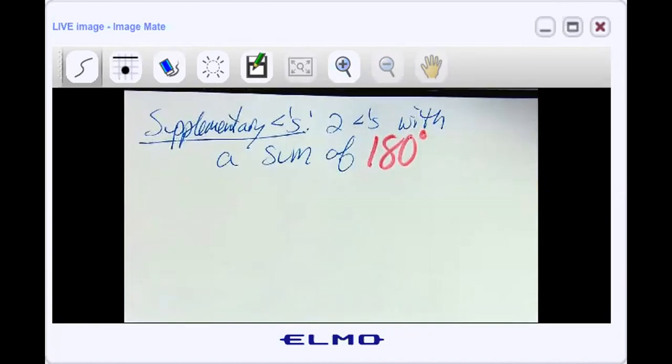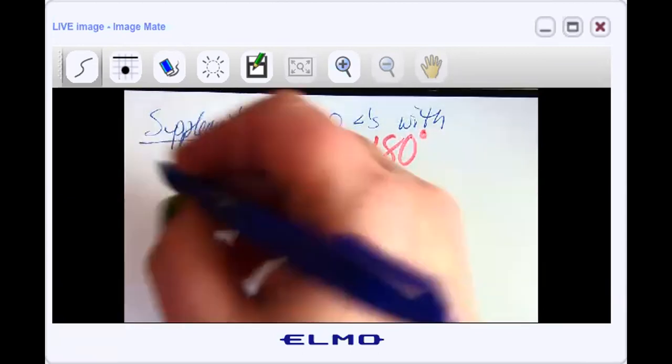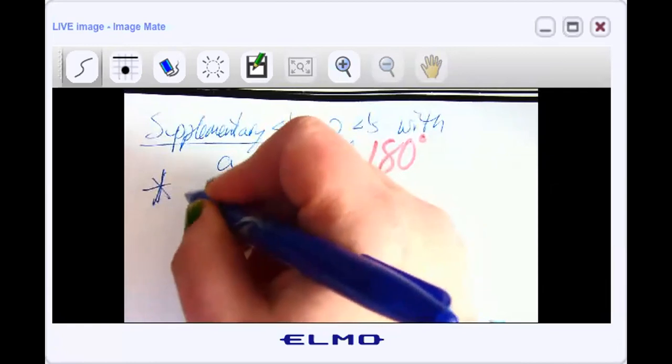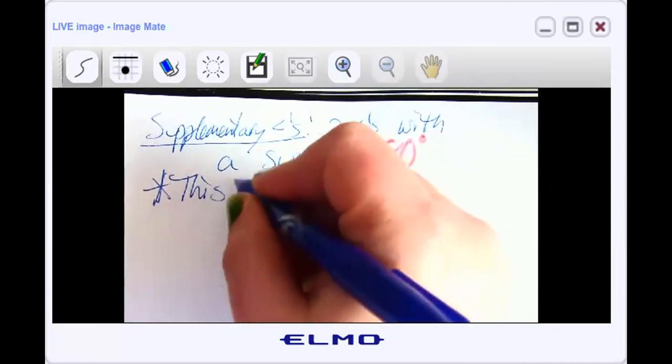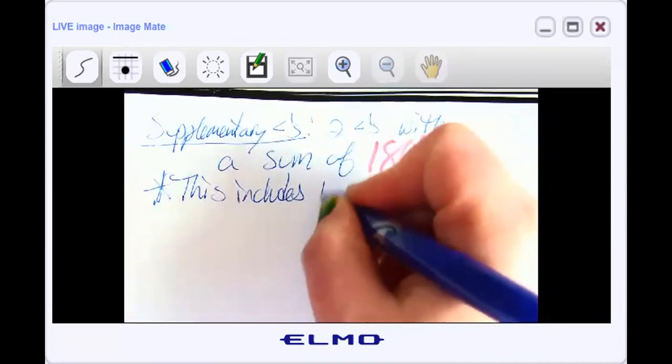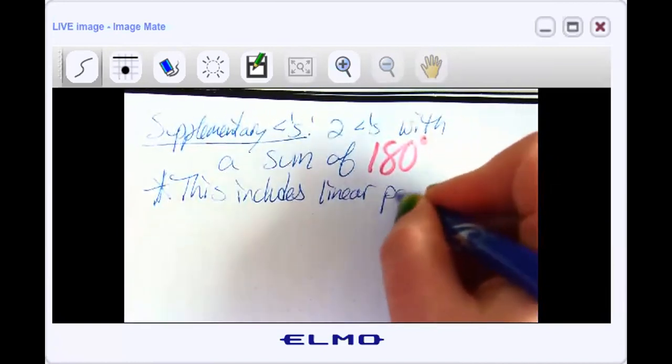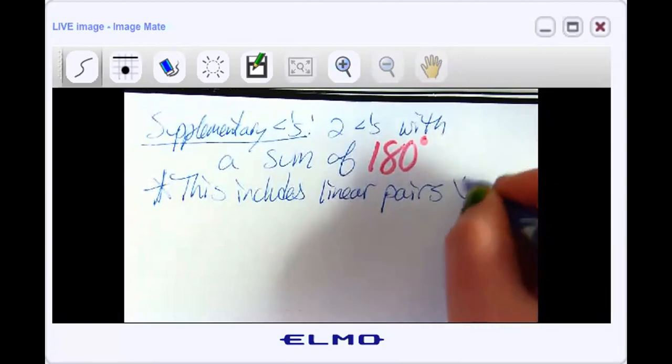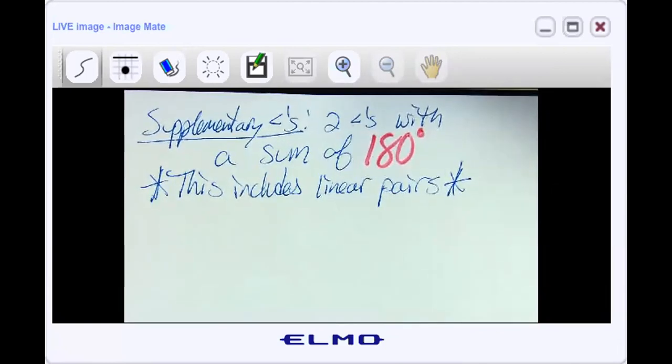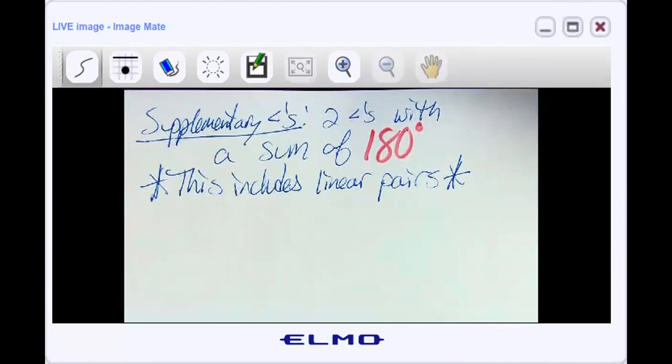And that is the only definition. They don't have to be adjacent. They can be adjacent, but they don't have to be. Now, if you think back to last week, you might be thinking, well, I thought we had a pair of angles that added up to be 180 already. You're right. This includes them. Those were the linear pairs. So if you have a pair of angles that you know are a linear pair, you automatically know that their sum is 180, right? It's kind of interchangeable.